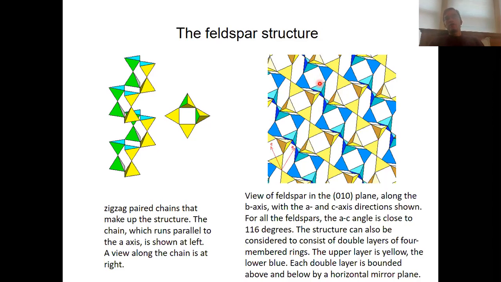Okay, so now you see that within a plane you have again four-membered rings, okay, that are interconnected to form chains. Okay, so these four-membered rings are these four-membered rings here. Now, these chains of four-membered rings, they are interconnected with blue chains of four-membered rings that are in the layer below. And you see that this creates additional four-membered rings that are composed of, well, two yellow tetrahedra and two blue tetrahedra.